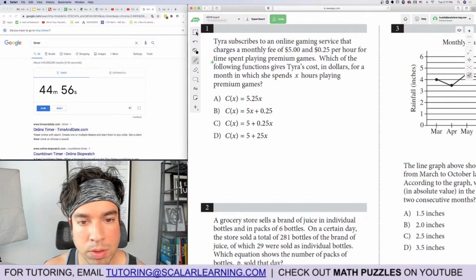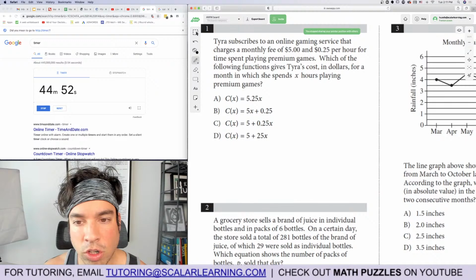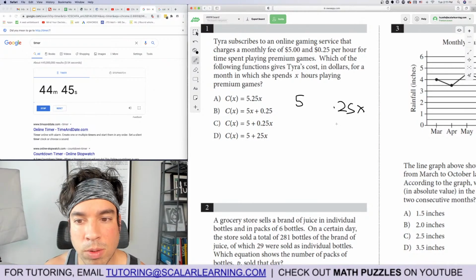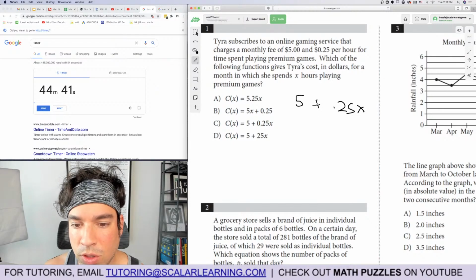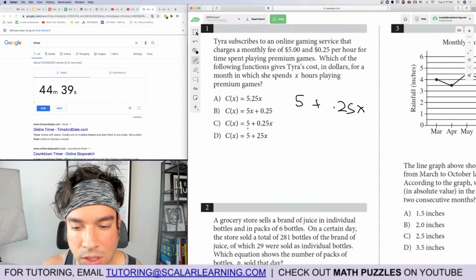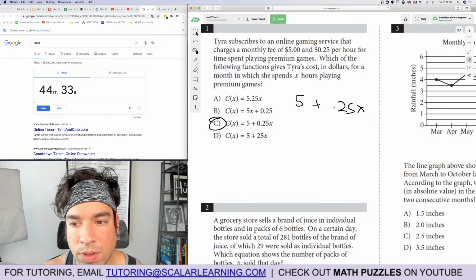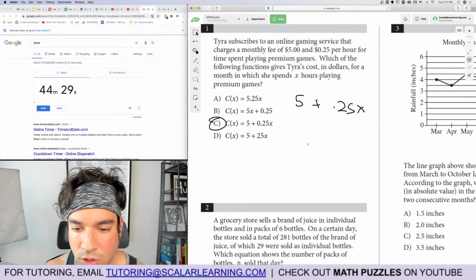Boom, boom, boom. And boom. Tyra subscribes to an online gaming service that charges a monthly fee of $5.25 per hour, for x hours, for time spent playing premium games. Which of the following functions gives Tyra's cost in dollars? It's literally 5 plus 0.25x, because that's the fixed cost, and then that's the cost per hour. Boom. Done. Wait. Which of the following gives the cost in dollars? Just making sure this shouldn't be in cents or something crazy.